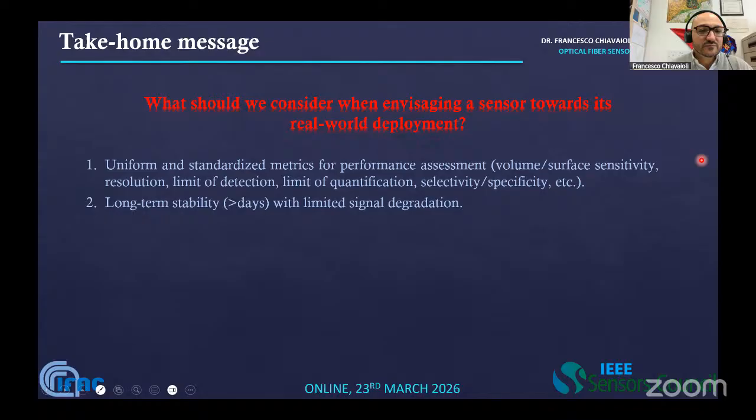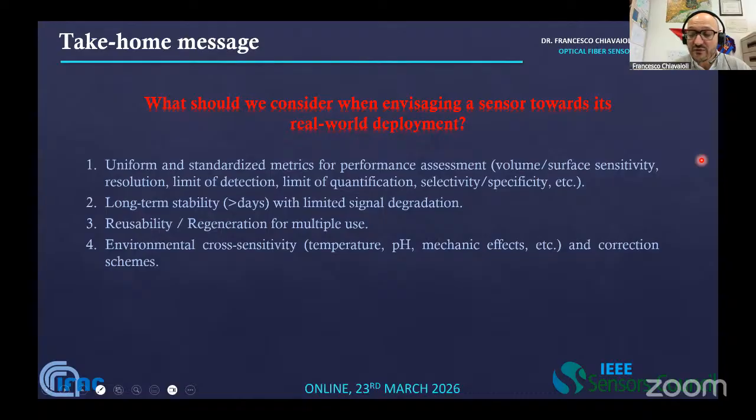Second, we should have a device that possesses very long-term stability, hopefully days, weeks, months, to have limited signal degradation, which makes the translation to the market easier. Then another important parameter is the possibility of reusability and regeneration of the device.